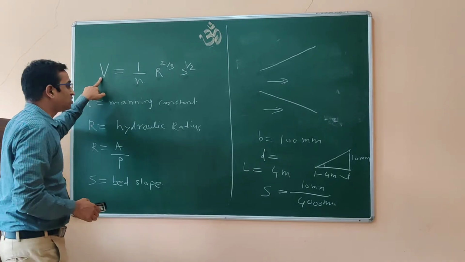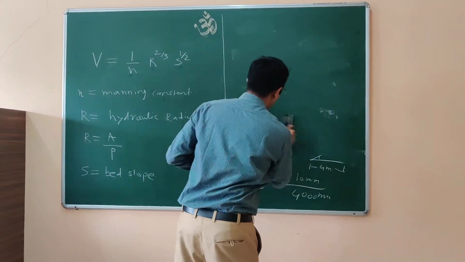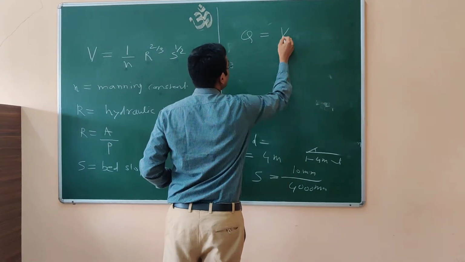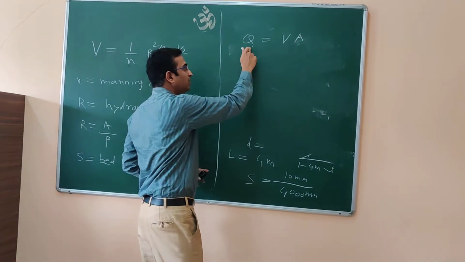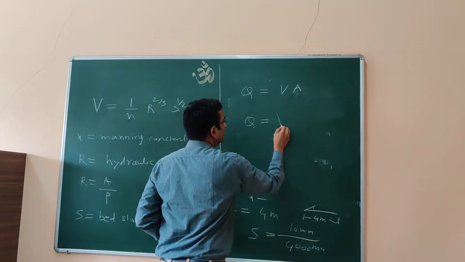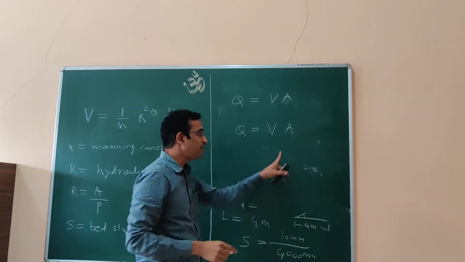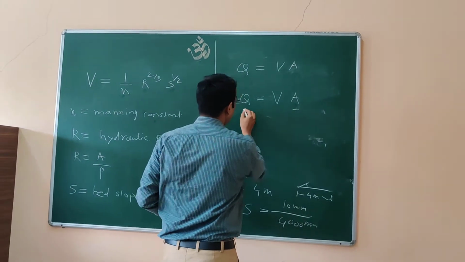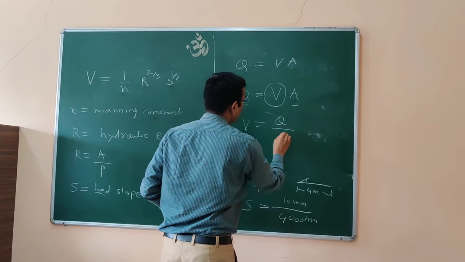Now regarding velocity, we can calculate it with the help of discharge, because Q is equal to V into A. Now we are going to calculate the discharge. Once we calculate the discharge, then velocity is unknown. Regarding area, we have the weighted area. Area is also with us, we have discharge, then we can easily calculate the velocity by Q divided by A.